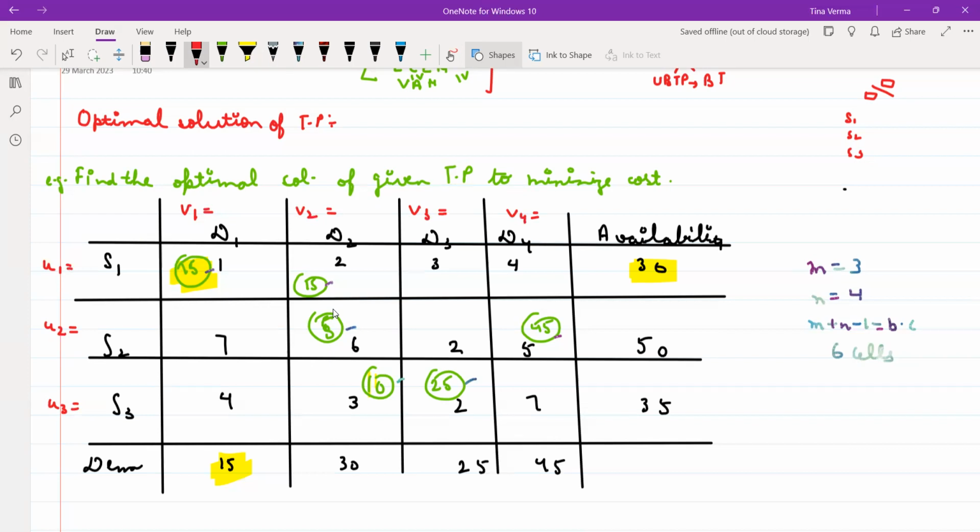How can we find them? We can give any value to any variable, but for simplicity, we can give U1 equal to 0. It is not necessary that you should give U1 equal to 0.